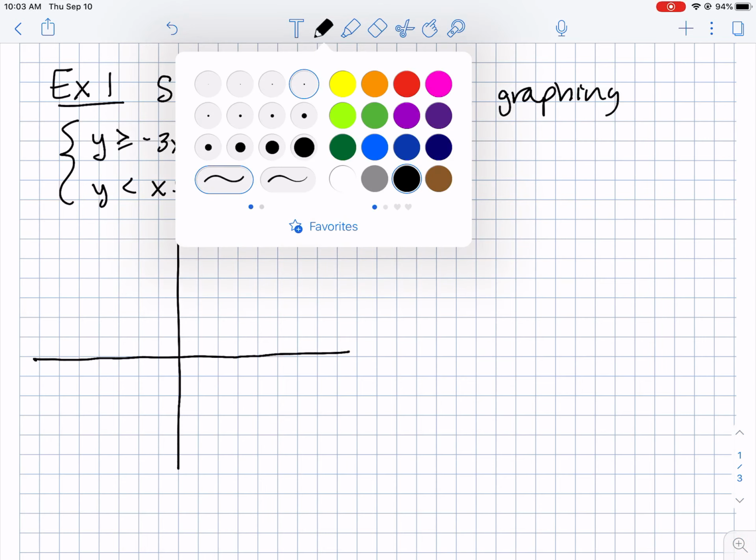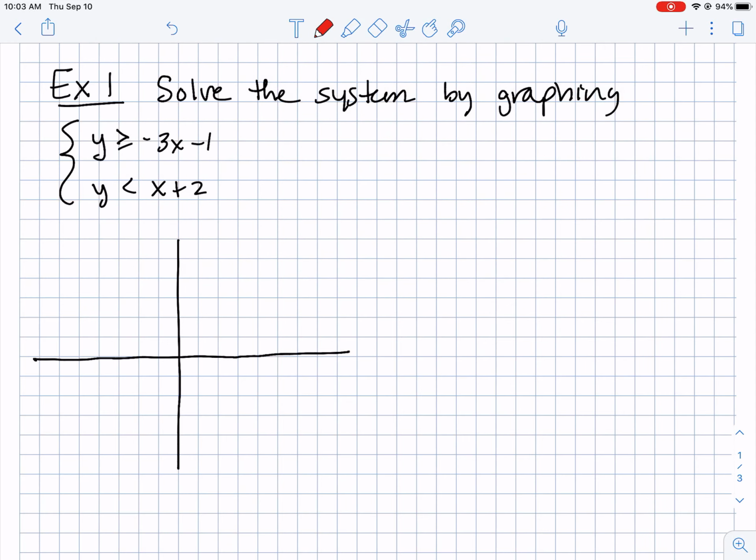And I am going to use red to graph this y greater than or equal to negative 3x minus 1. So with that, the slope here is negative 3, and that y-intercept is negative 1. So I need to plot the point 0, negative 1. From that point, I'm going to use a slope of negative 3. I'm going to go down 3, right 1. I could also go up 3, left 1. I'm going to do this several times.